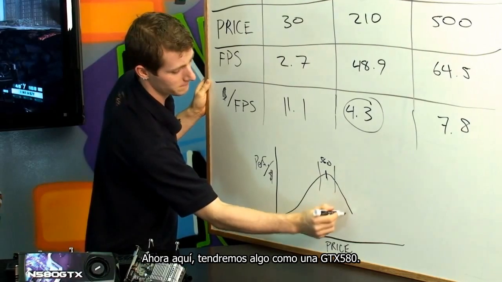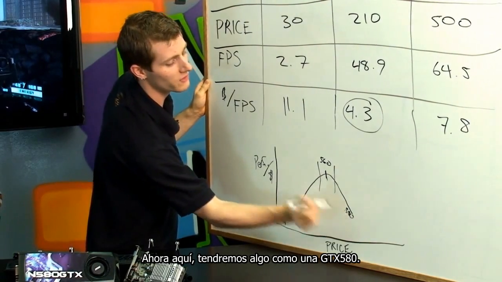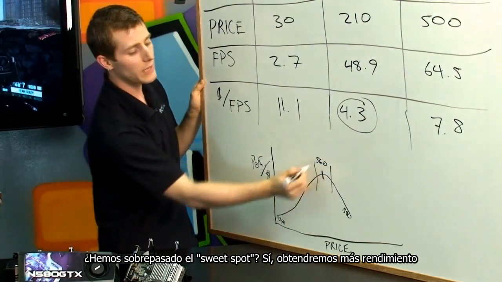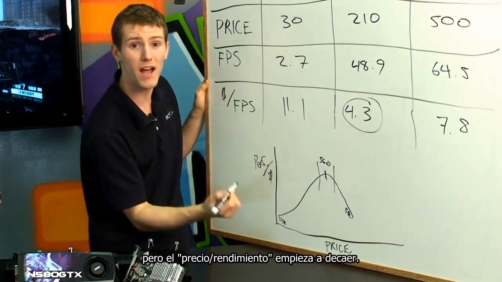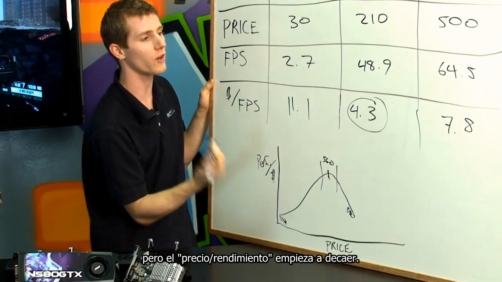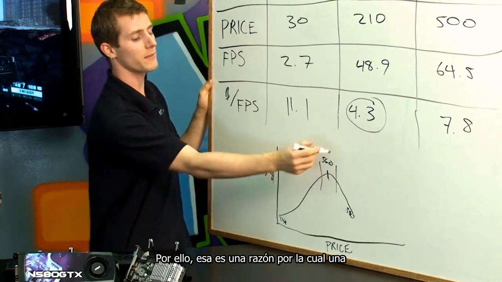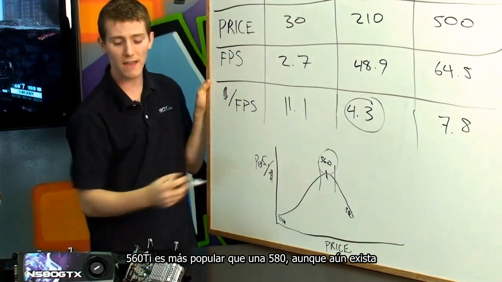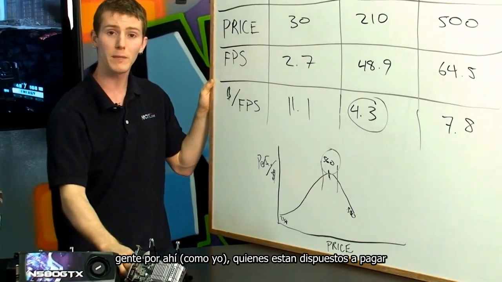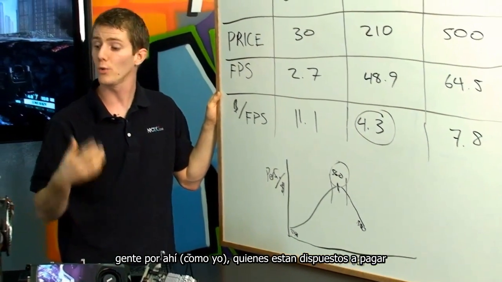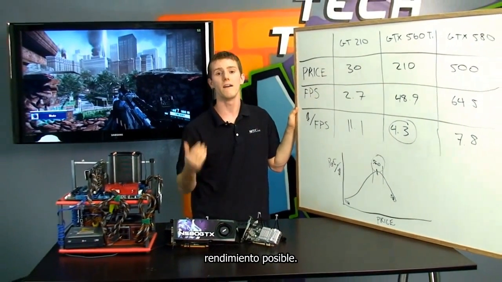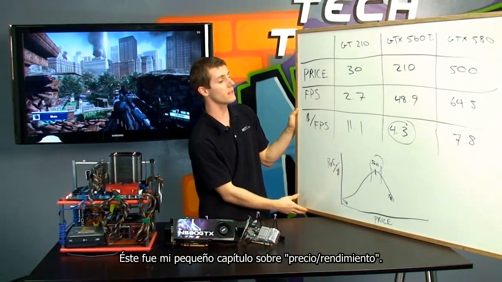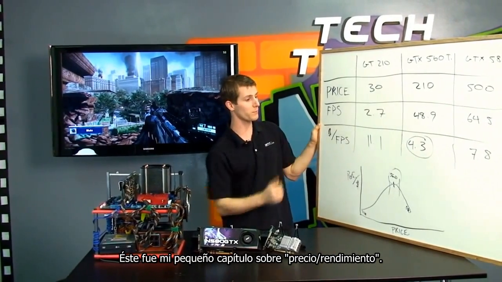Now here we're going to have something like the GTX 580. So as you get past the sweet spot, yes, you do get more performance, but your performance per dollar starts to go down. So that is why something like a 560 is more popular than a 580, although there are still people out there, such as myself, who are willing to pay the premium to get the highest performing parts available. So that is my little episode on performance per dollar.